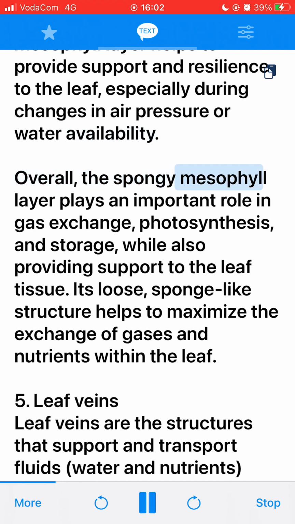Overall, the spongy mesophyll layer plays an important role in gas exchange, photosynthesis, and storage, while also providing support to the leaf tissue. Its loose, sponge-like structure helps to maximize the exchange of gases and nutrients within the leaf.